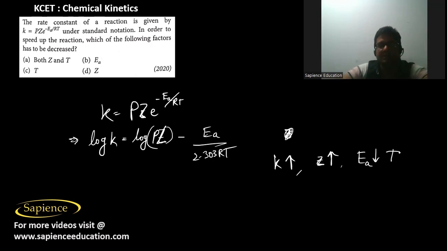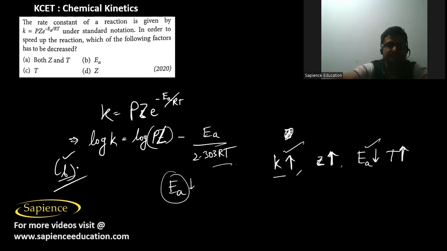Or we can increase the temperature. We can increase the temperature and we can increase the value of Z, or we can decrease the activation energy. Then the rate constant will increase, and so it will speed up the reaction. It will increase the rate of the reaction. So therefore, Ea, the activation energy, has to be decreased. So option B is the correct answer.